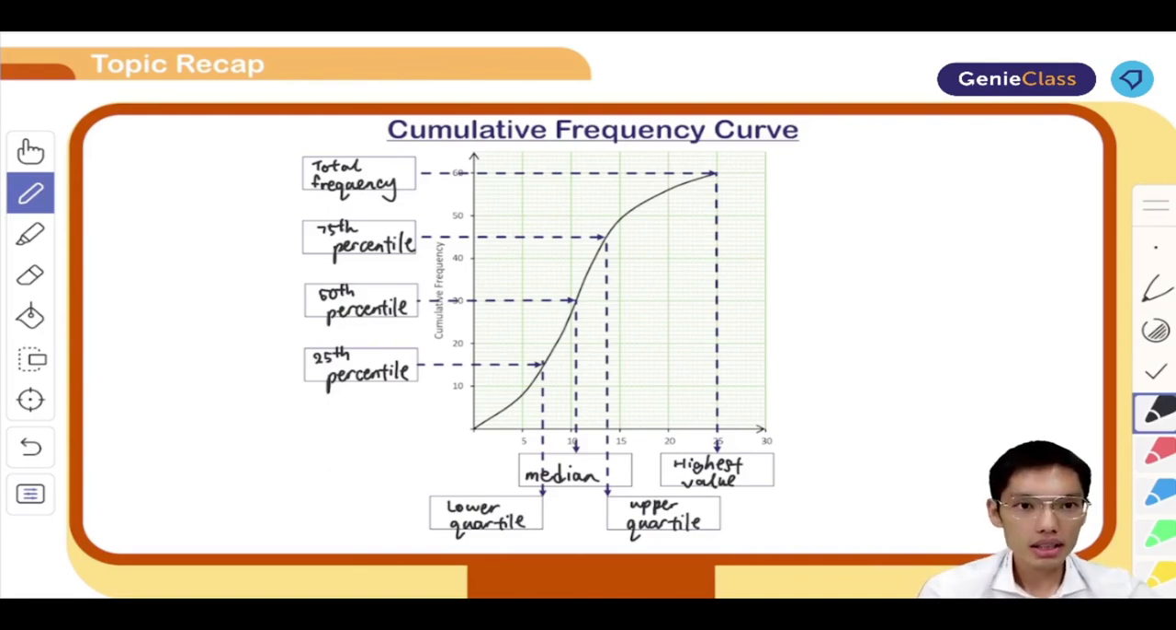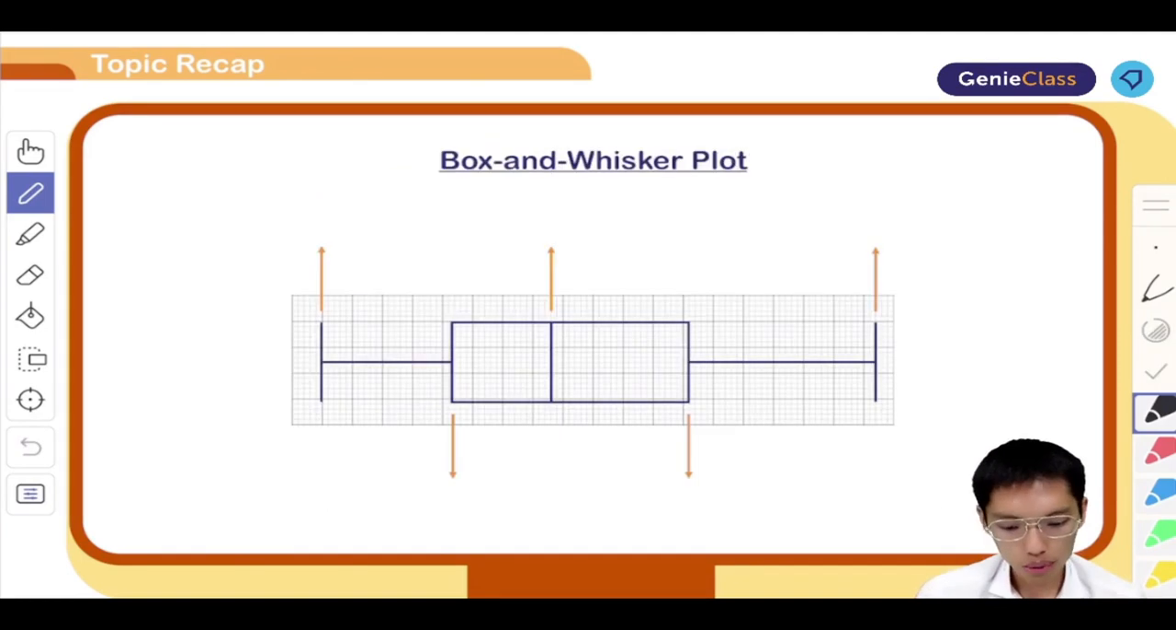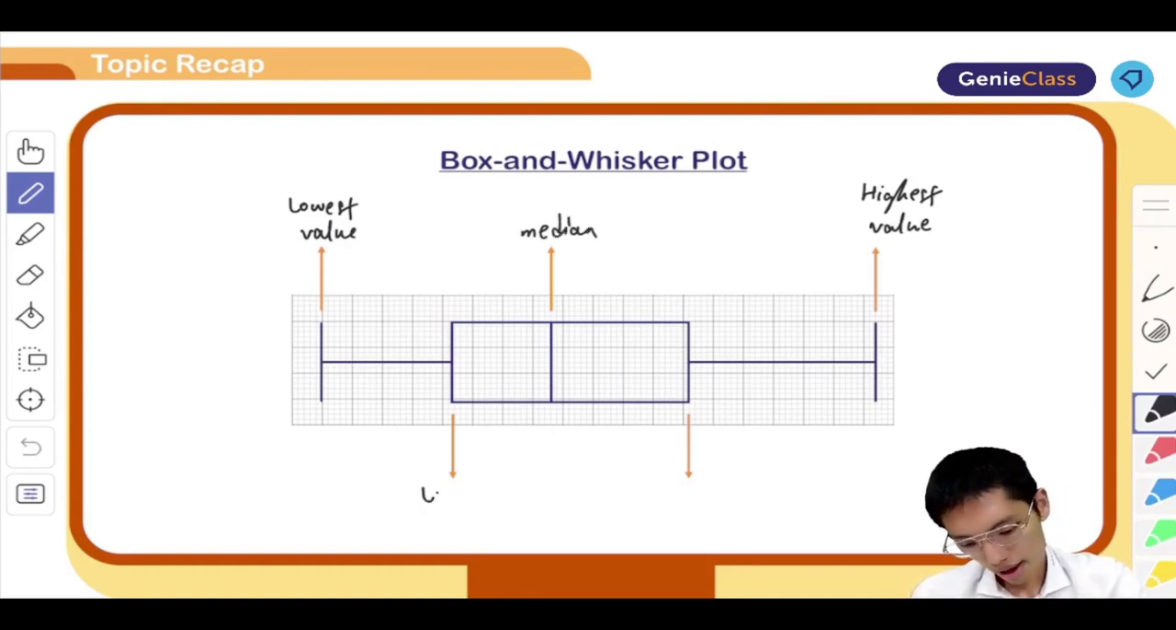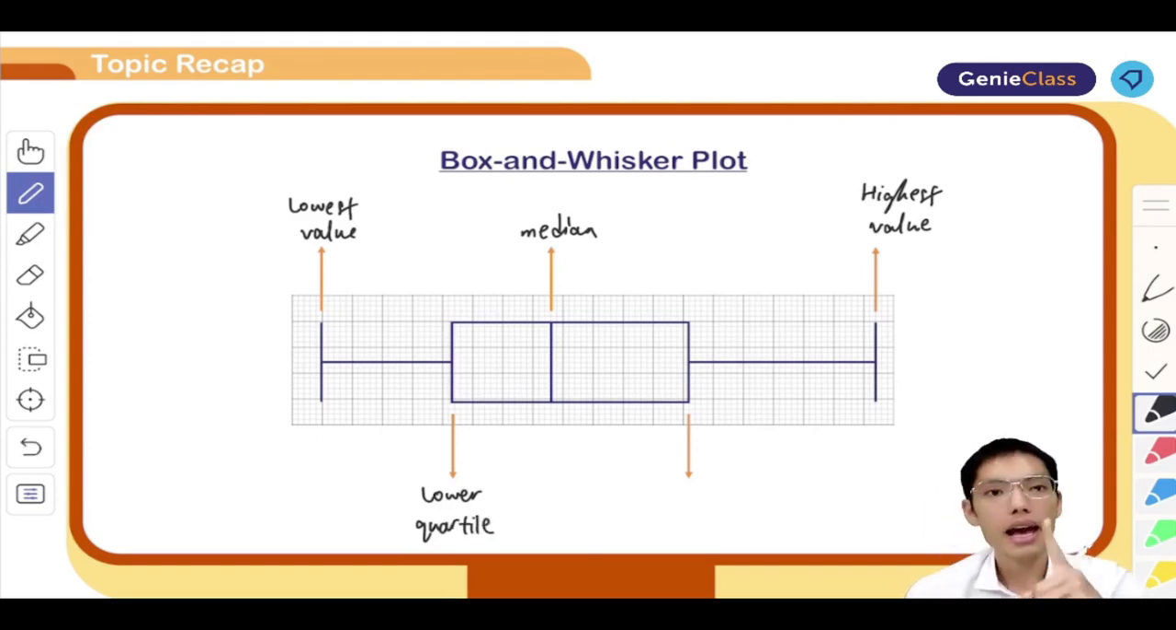Okay, following up nicely. Lastly, sometimes a frequency curve may not be ideal to draw, so we have a box and whiskers plot to represent it. It represents my 2 extreme points, the lowest value and also the highest value. Cutting into half, I have my median. Cutting the other 2 sides, I have my lower quartile and my upper quartile. Good job over there.